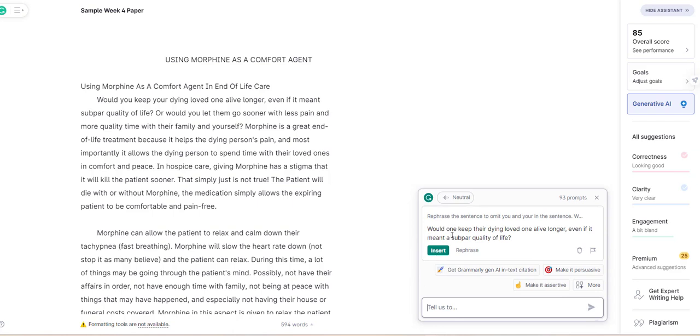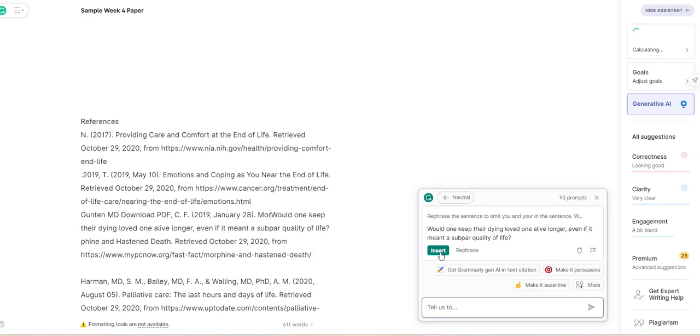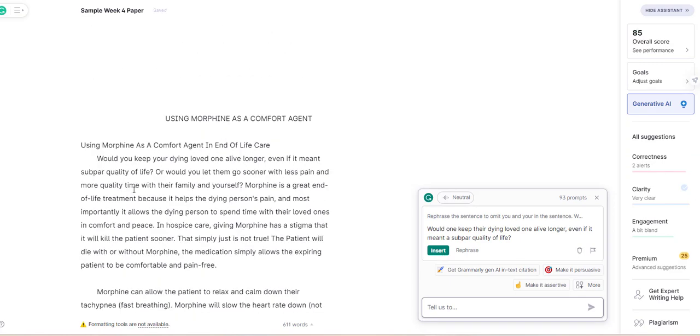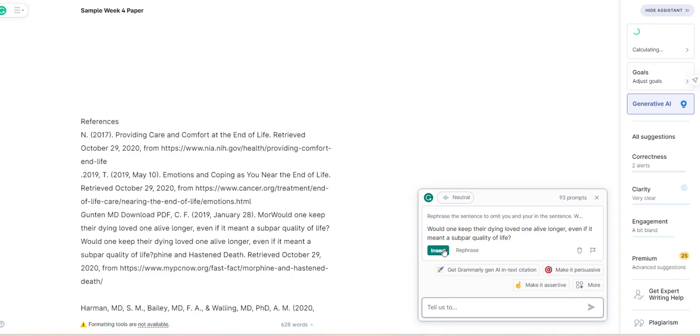So here: Would one keep their dying loved one alive longer, even if it meant a subpar quality of life? So here they replaced "you" with "one," and "one" is third-person case. So you say, well, I really like it. Okay, now I insert it. Okay, and now it inserted, and it now says it should be in there. It's not cooperating.